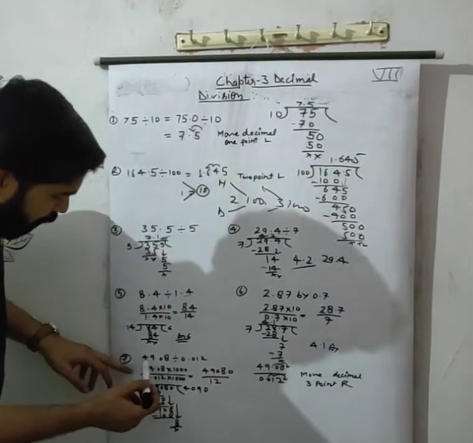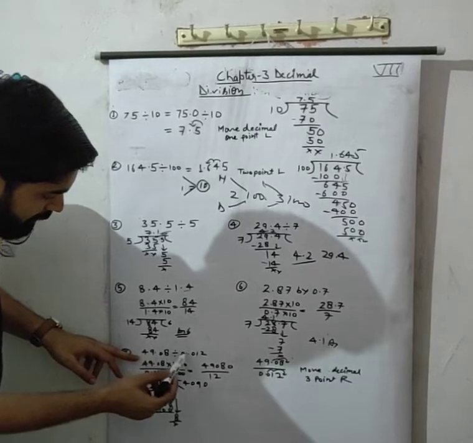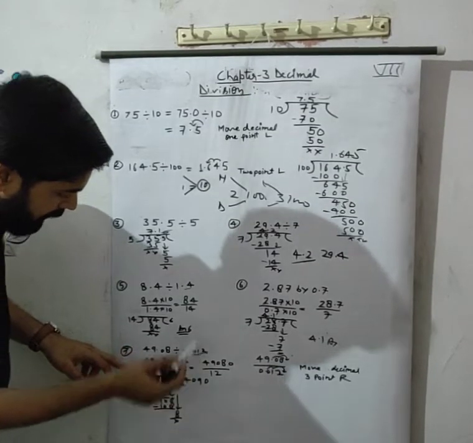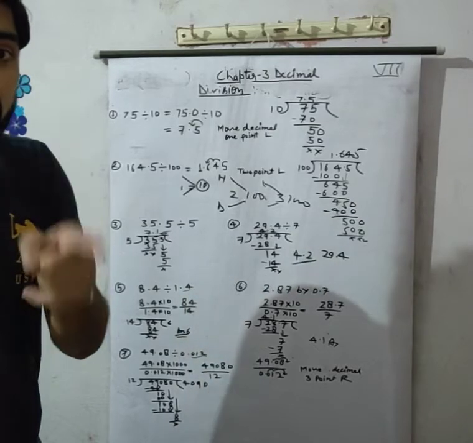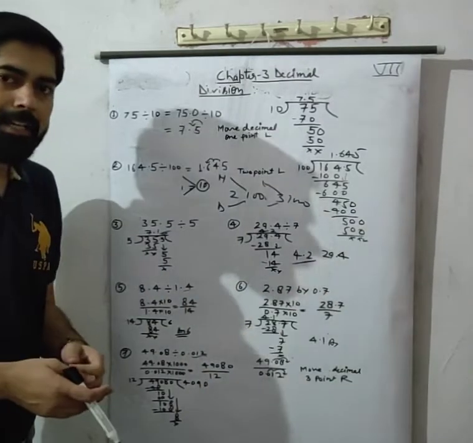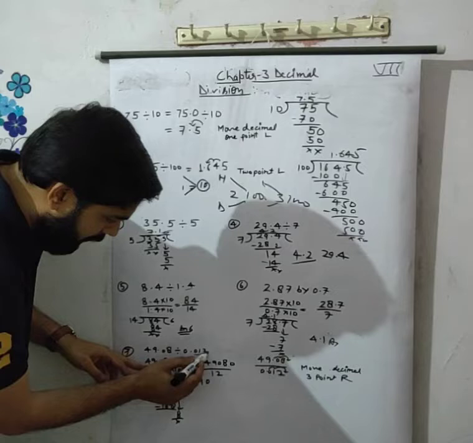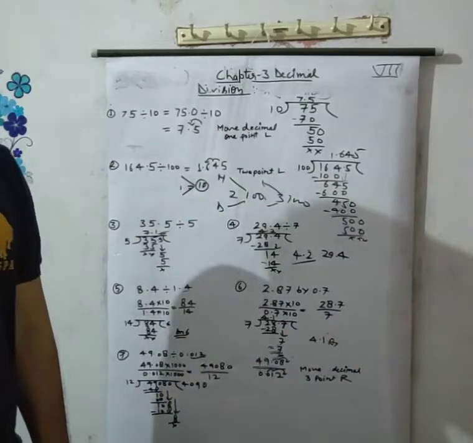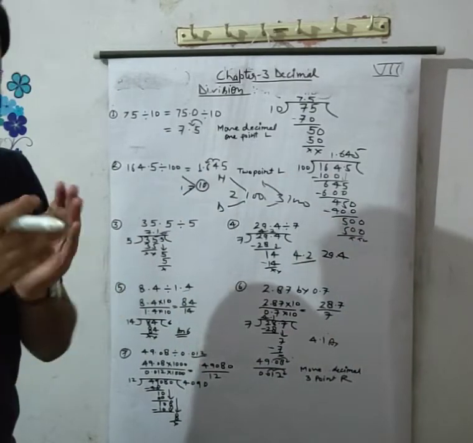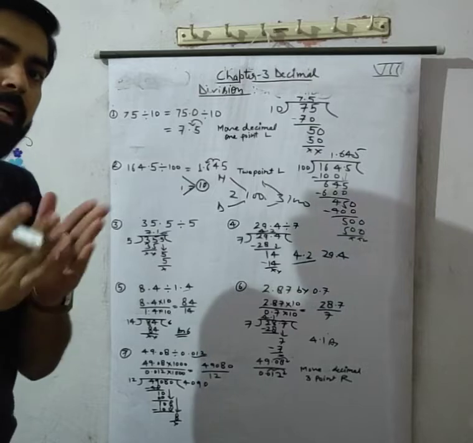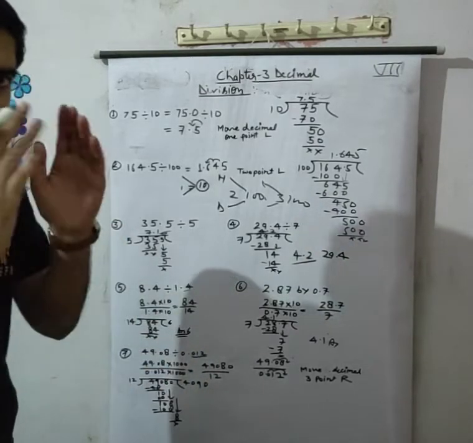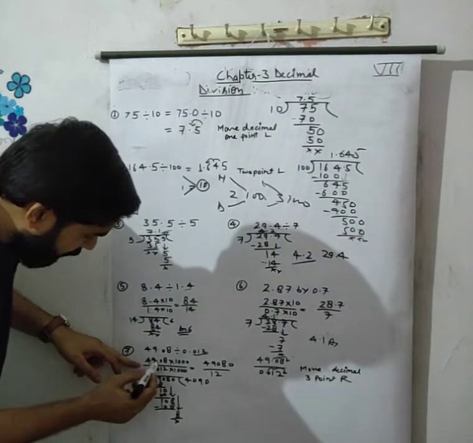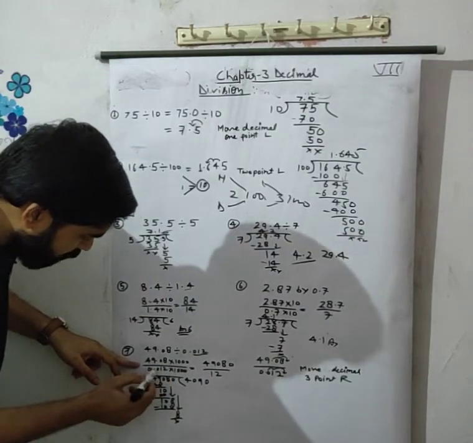Now the third is 49.08 divided by 0.012. Look here, the decimal is after three digits. But we need the divisor as a whole number. So how can we make the divisor a whole number? Look at the decimal place, after three digits. By multiplying by 1000. Good. So 49.08 multiplied by 1000, 0.012 multiplied by 1000.